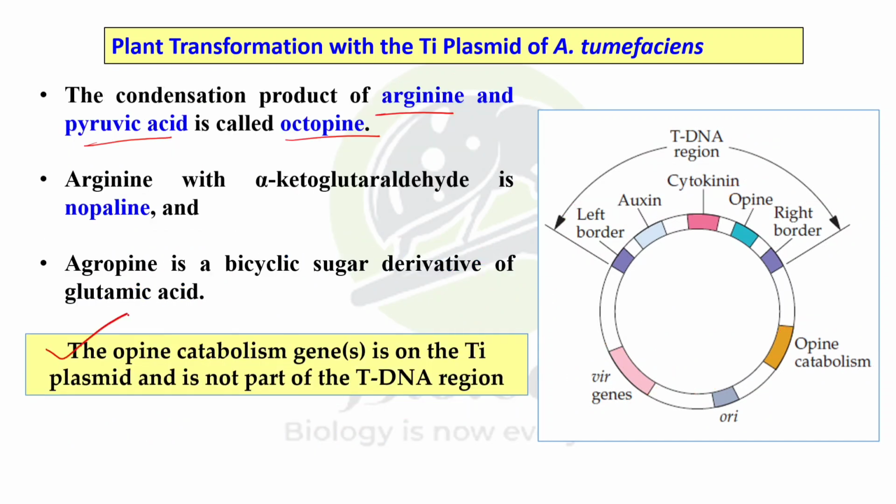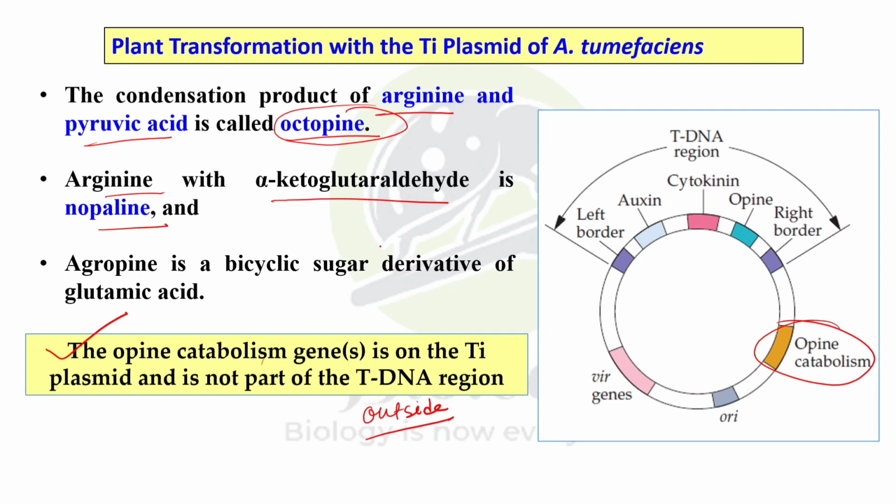Now this important part, the opine catabolism gene is on the Ti plasmid and not part of the tDNA region. As I have mentioned, opine catabolism gene कहाँ है, outside है tDNA के, so you have to take care of it. और जो opine synthesis gene है वो present कहाँ है, वो tDNA region में present है. Now an important part, the condensation product of arginine and pyruvic acid is called octopine. ये भी पूछ सकता है because there are different kinds of opine in the plants. So you can check it out कि arginine and pyruvic acid से बनता है तो वो octopine होता है, arginine and alpha ketoglutarate से बनता है तो वो होता है nopaline.